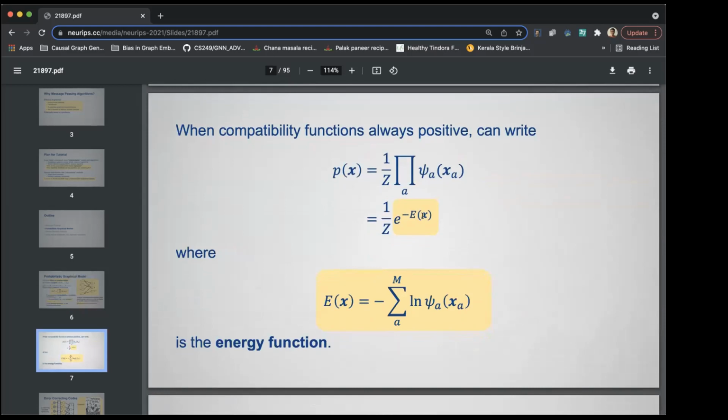Right, so we can rewrite the compatibility function when it's positive in this way. We can write the joint distribution as we had before, 1 over Z times this product of the compatibility functions. And then we can write e to the power of the negative energy, where the energy is defined as a sum of the logs of the potential functions.